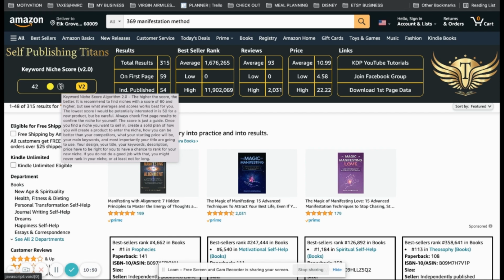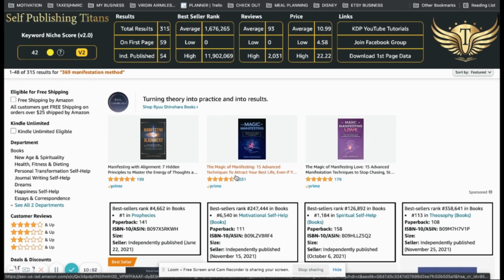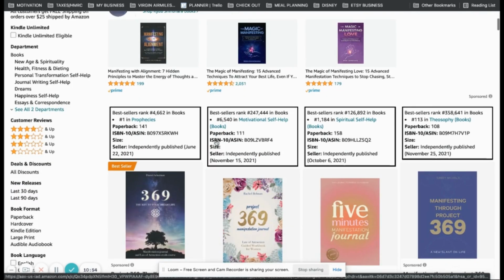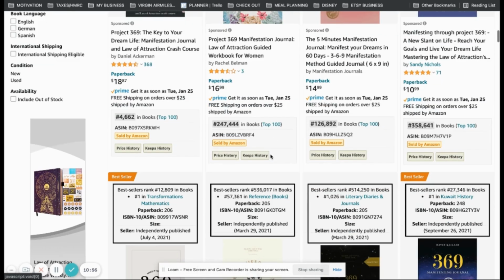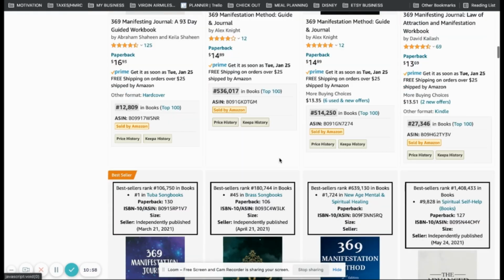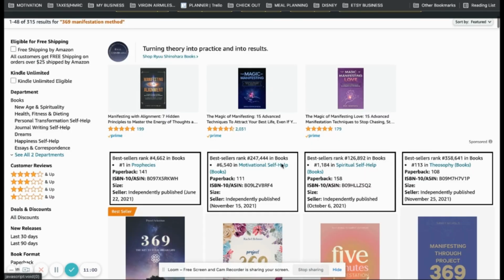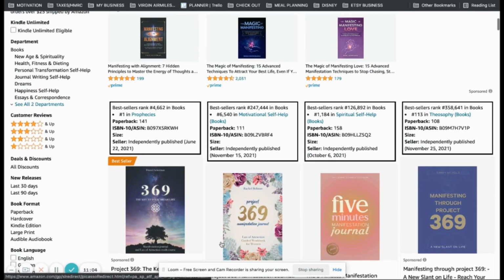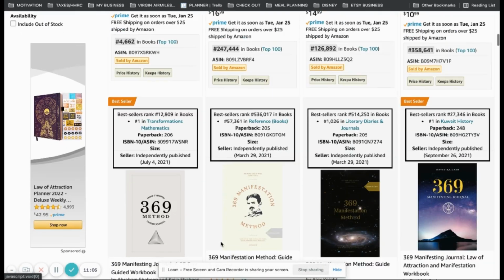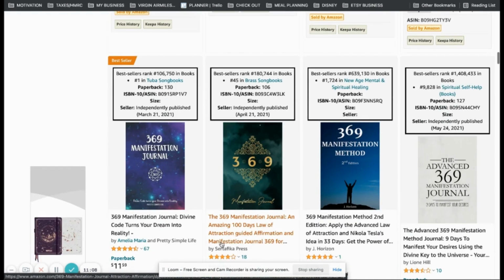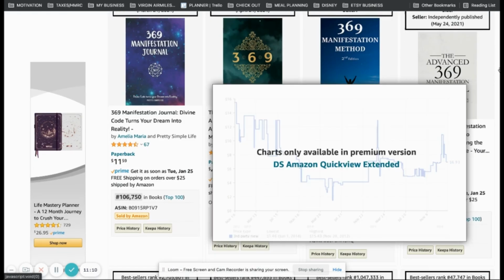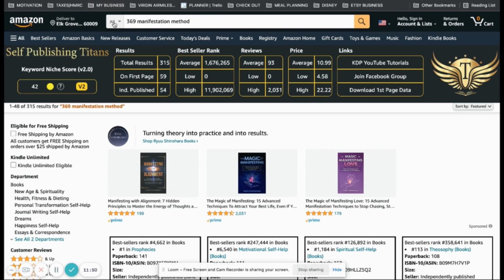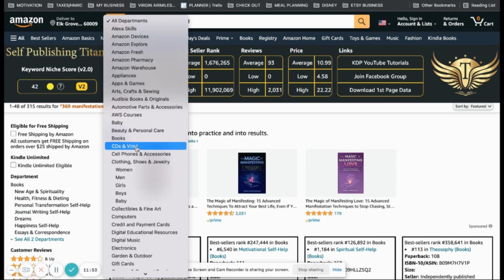Okay, but the thing is that what will throw off this score is just a couple of books that have incredibly high reviews. So some of these books have thousands of reviews. So I would think that this picks up on that and is thinking, okay, this is really highly competitive, and that's going to knock points off the niche score, I'm guessing. So I'm going to look in books. Let's go.